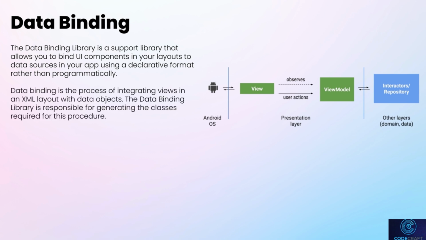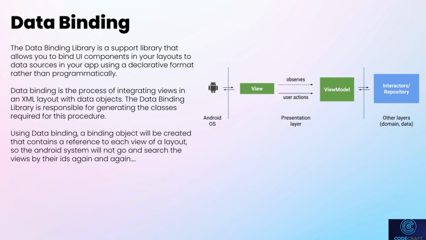Data binding is the process of integrating views in an XML layout with data objects. The data binding library is responsible for generating the classes required for this procedure. Using data binding, a binding object will be created. These are the steps of how the data binding library works.